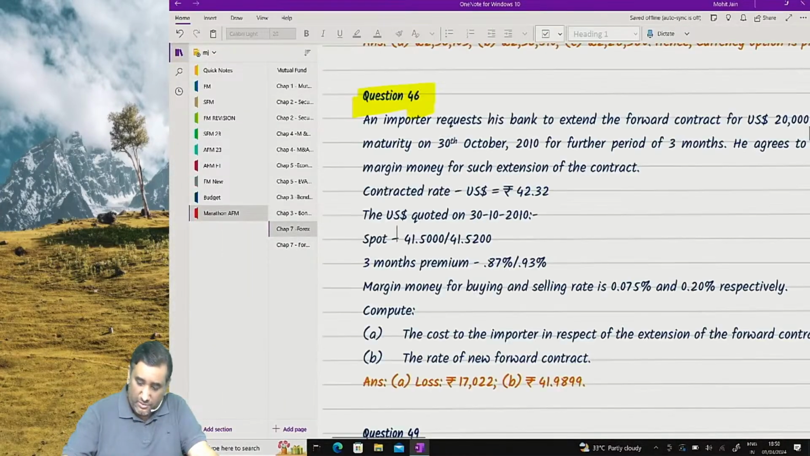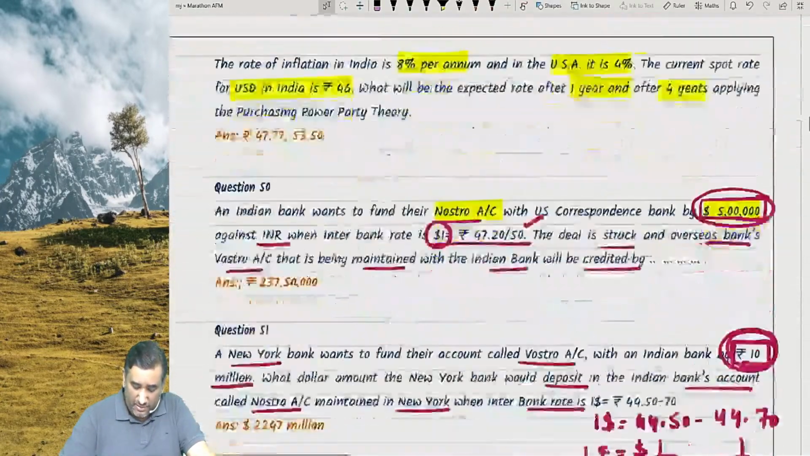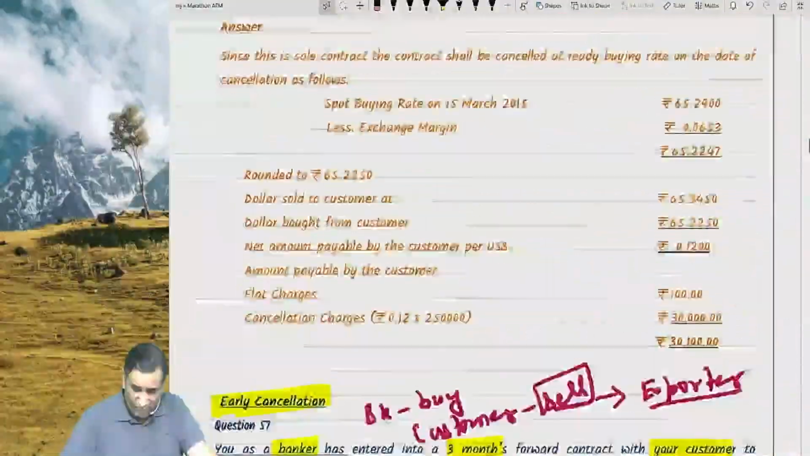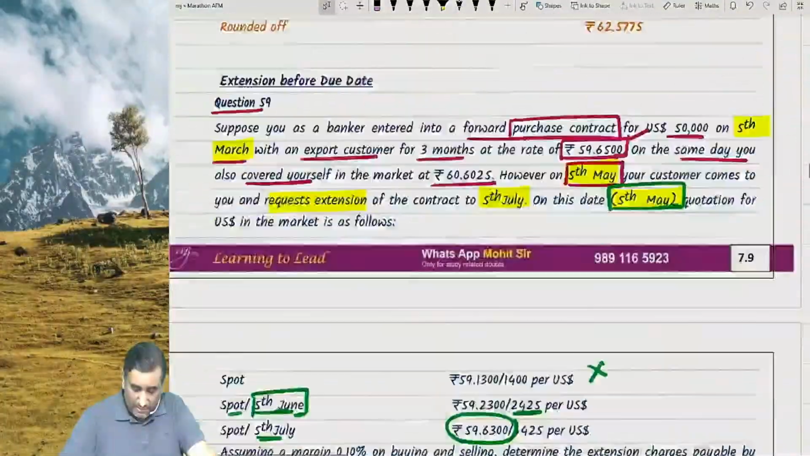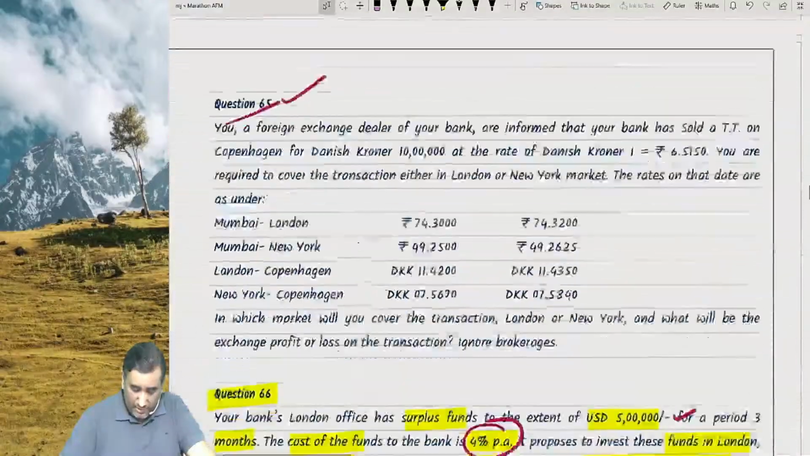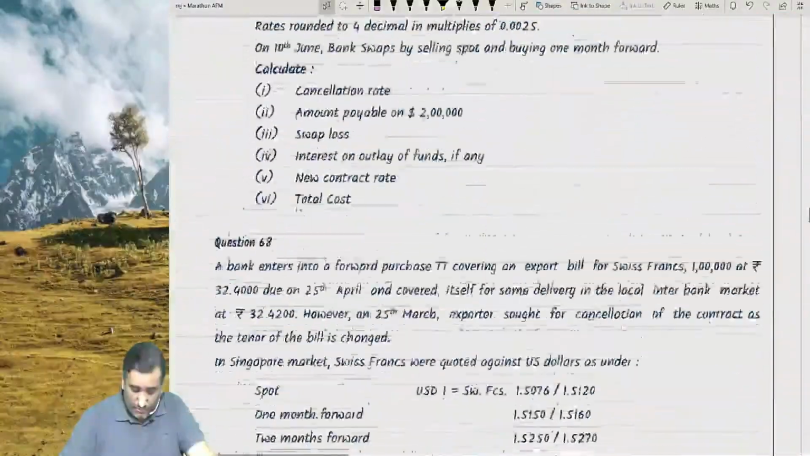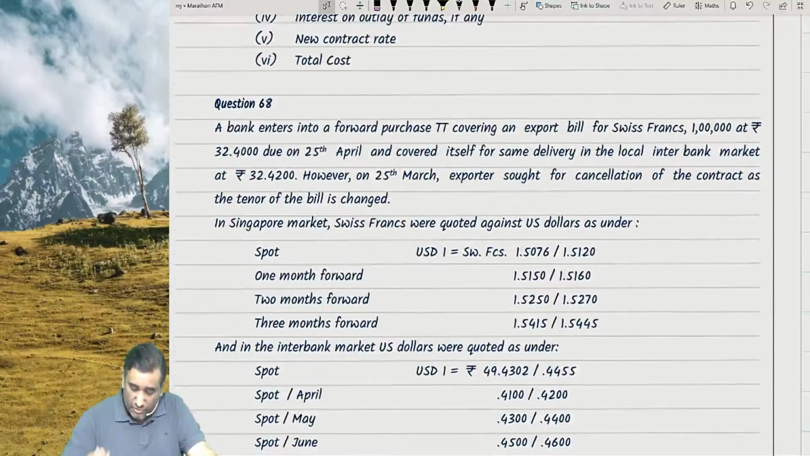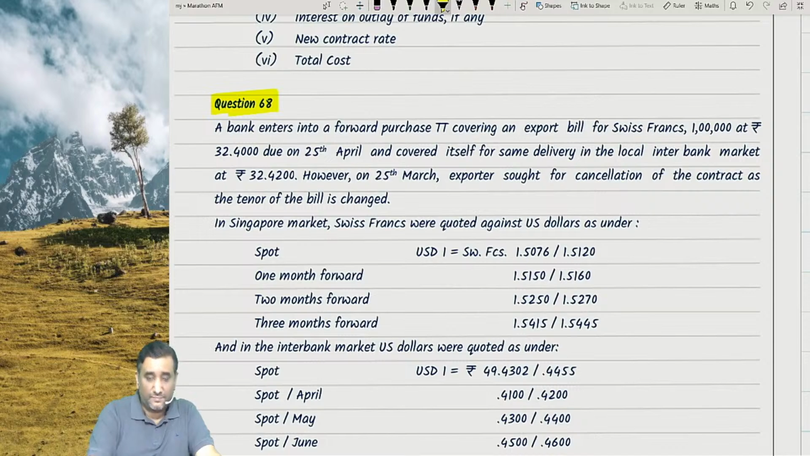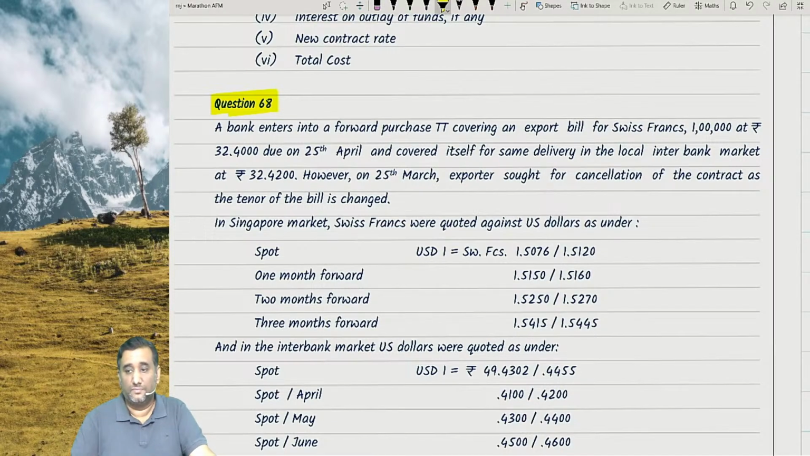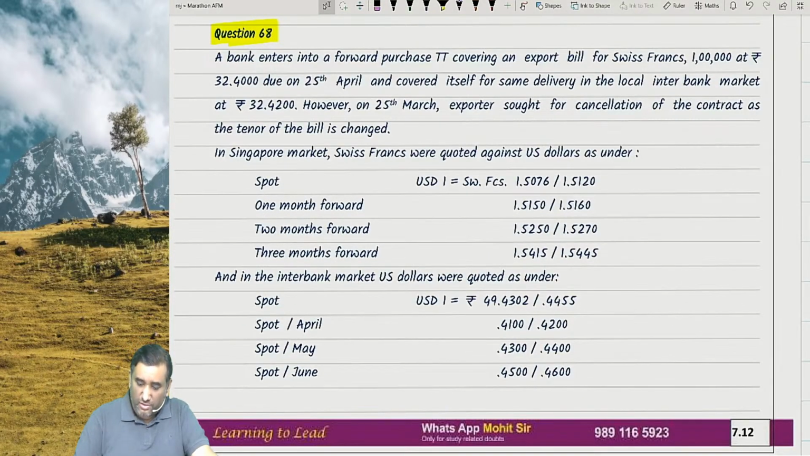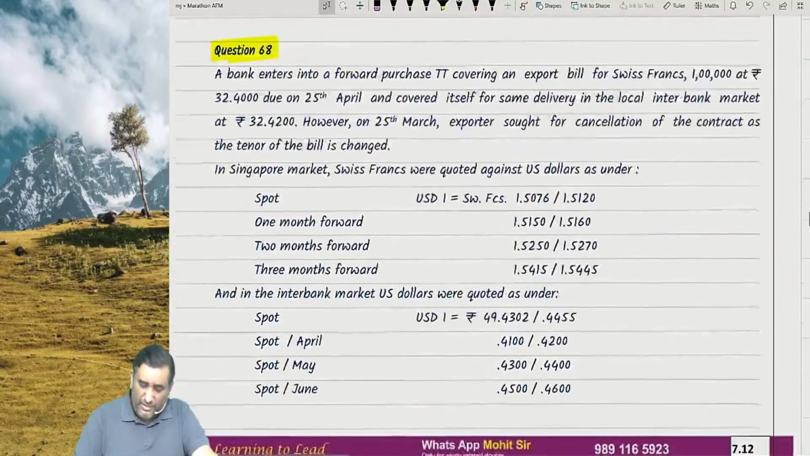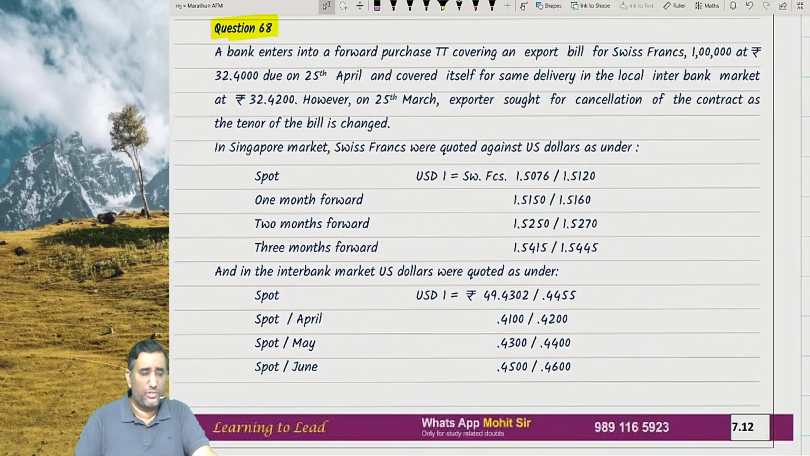Now there is a question on exporter's extension or cancellation plus cross currency. Yes, I have given it, question number 68. Question framing was not very nicely done. You do it, get confused, and then I'll tell you. You'll get confusion for sure, because if I do it, you might not get that confusion. You read it once, you'll get confusion for sure.